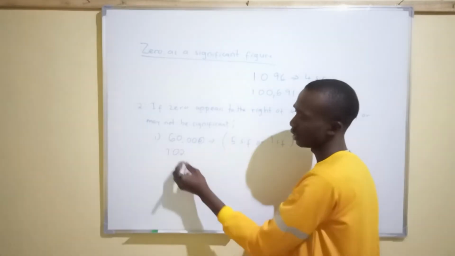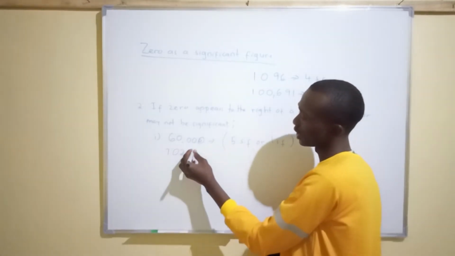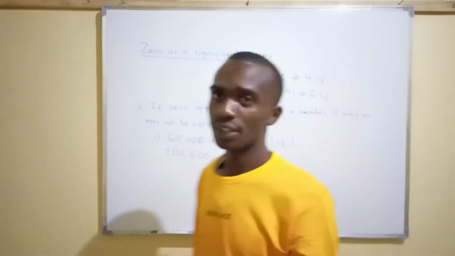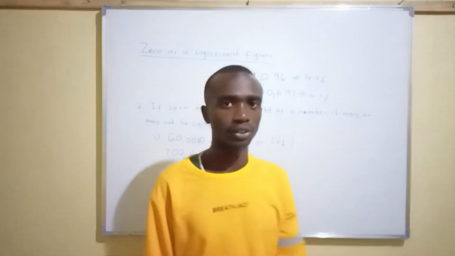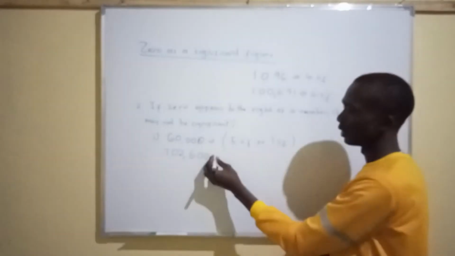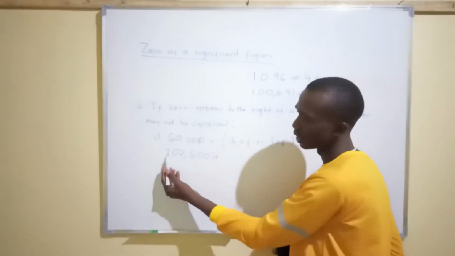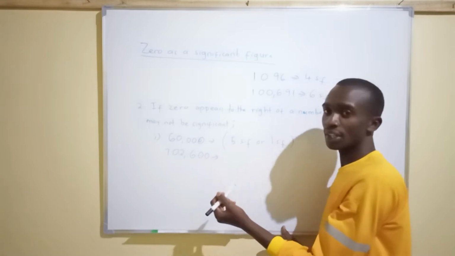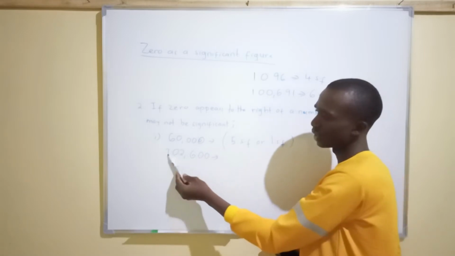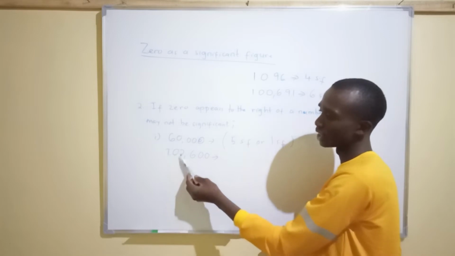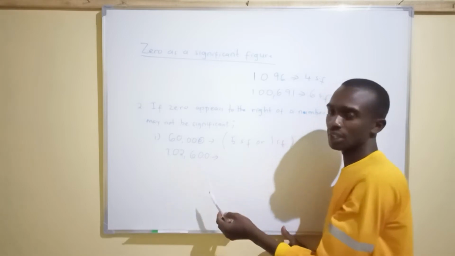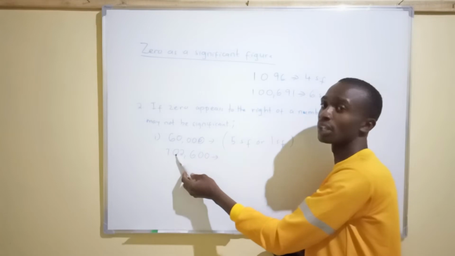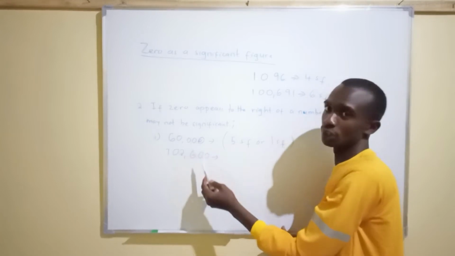Like 702,600. How many significant figures are those? Let us count. Now, we've got 702,600, a total of 6 digits. We have the first, which is 7, the second is 0, then 2, and 6. Now, the first 0 is appearing in between two numbers. This 0 must be counted as a significant figure. No matter what, it must be counted.